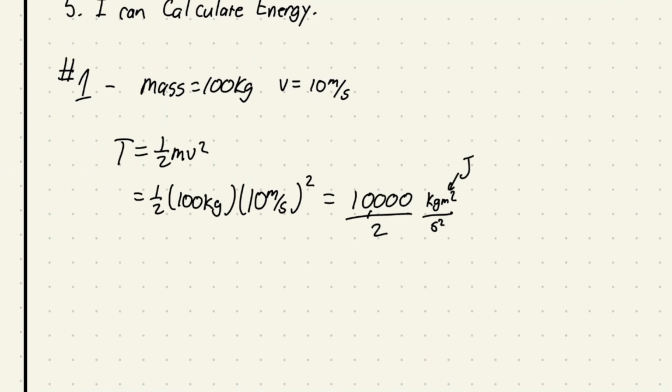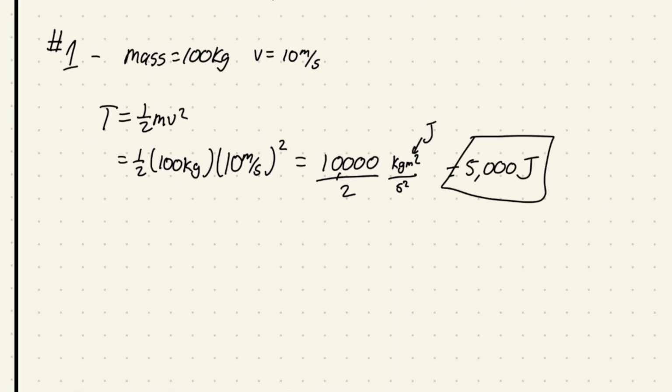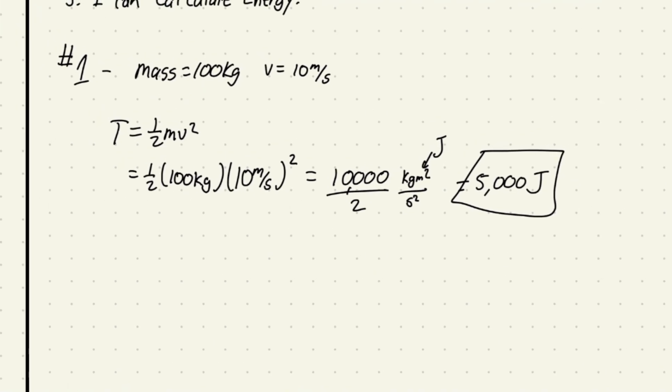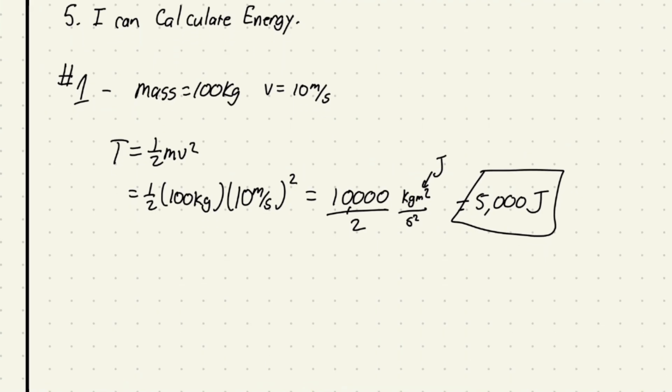So if I divide 10,000 by 2, I will get 5,000 joules. So this object, because it is 100 kilograms and has a speed of 10 meters per second, has a kinetic energy of 5,000 joules.